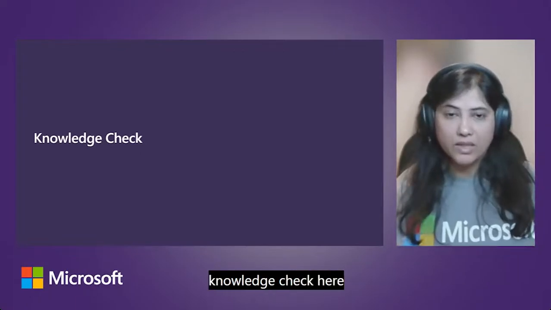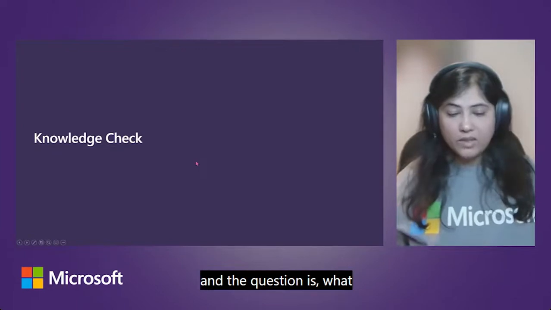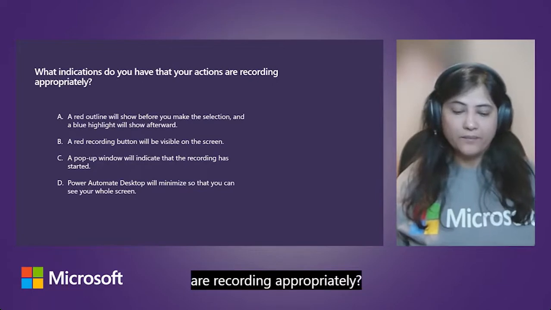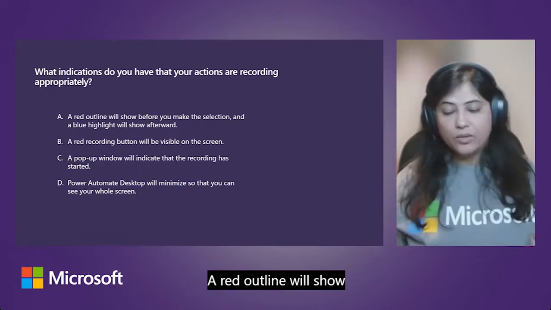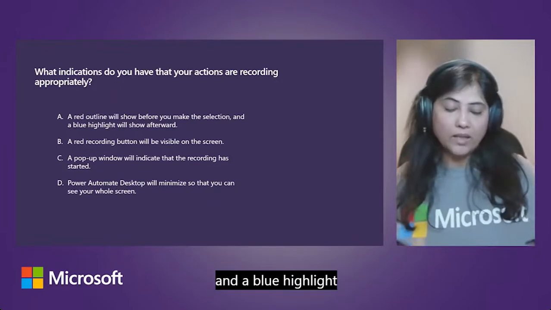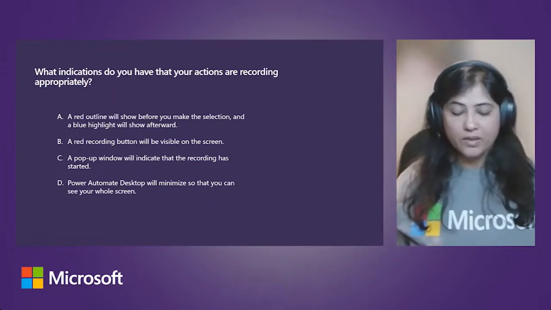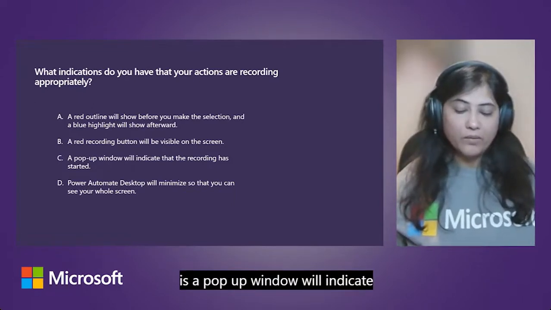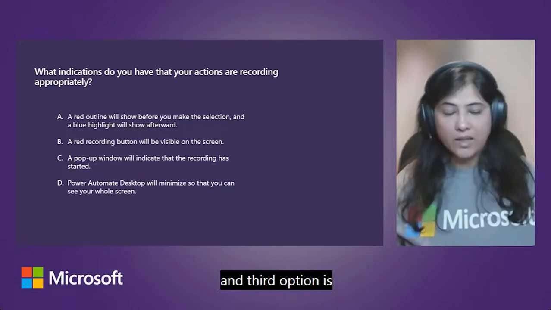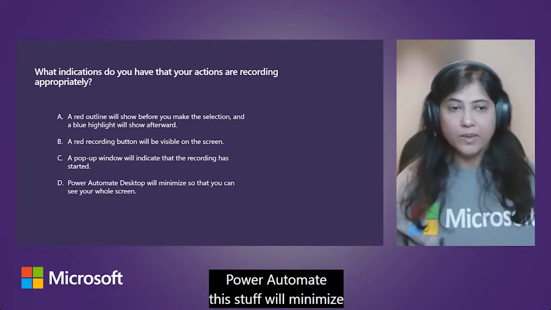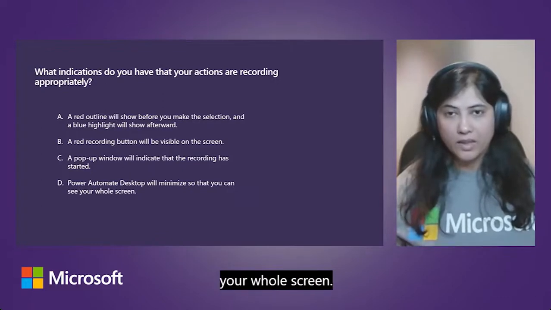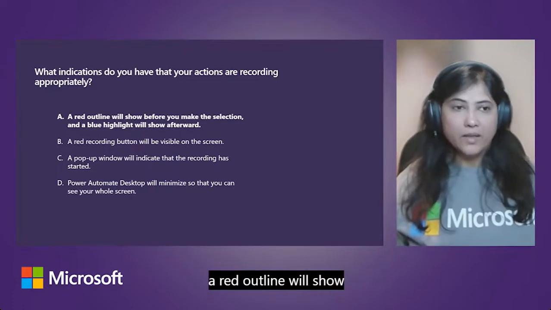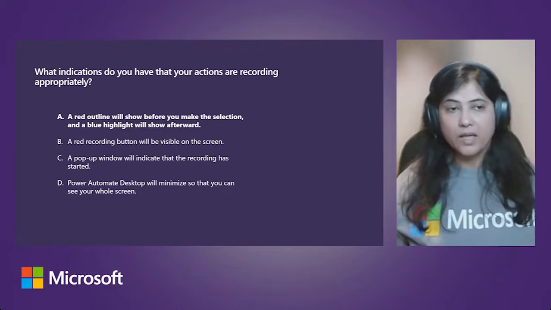Now let's do a little knowledge check here. The question is, what indications do you have that your actions are recording appropriately? First option: a red outline will show before you make a selection and a blue highlight will show afterward. Second option: a red recording button will be visible on the screen. Third option: a pop-up window will indicate that the recording has started. And fourth option: Power Automate Desktop will minimize so that you can see your whole screen. And the correct answer is a red outline will show before you make the selection and a blue highlight will show afterward.